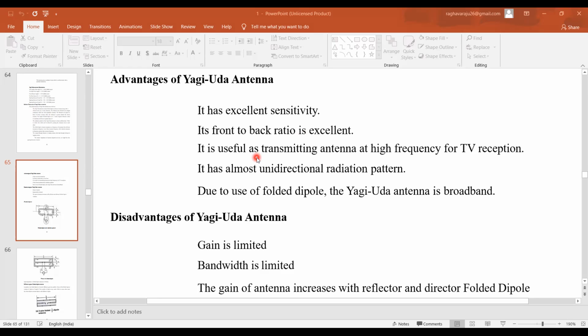Unidirectional radiation pattern. So a single directional radiation pattern is one of the popular advantages of the Yagi. Due to the use of this folded dipole, the Yagi antenna is called a broadband antenna.